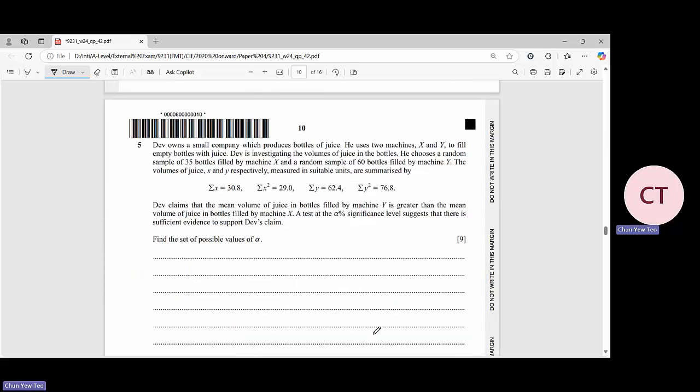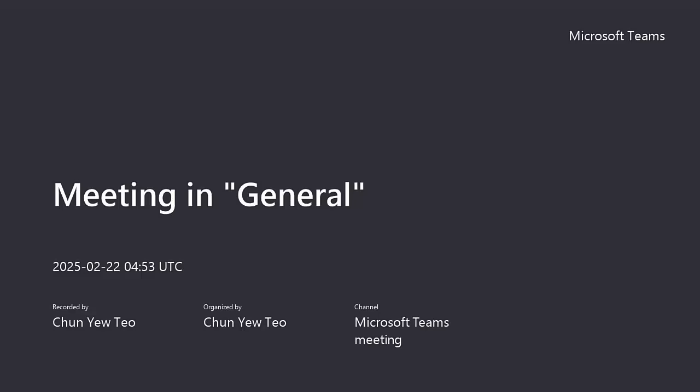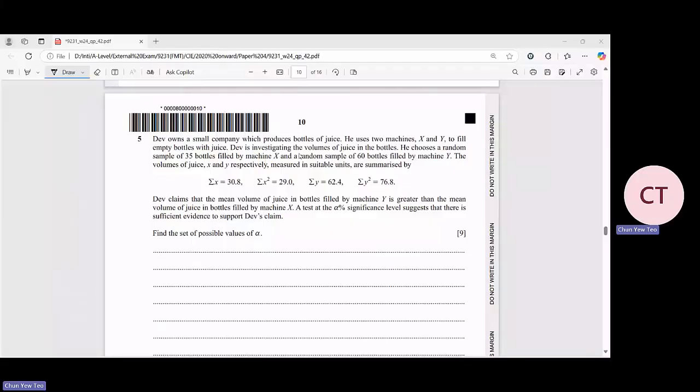Moving on, we have question number 5. Dave is investigating the volumes of juice in bottles. He chooses a random sample of 35 bottles filled by machine X and a random sample of 60 bottles filled by machine Y. The volumes of juice, X and Y respectively, measured in suitable units, are summarized by the following data here. Dave claims that the mean volume of juice in bottles filled by machine Y is greater than the mean volume of juice in bottles filled by machine X.